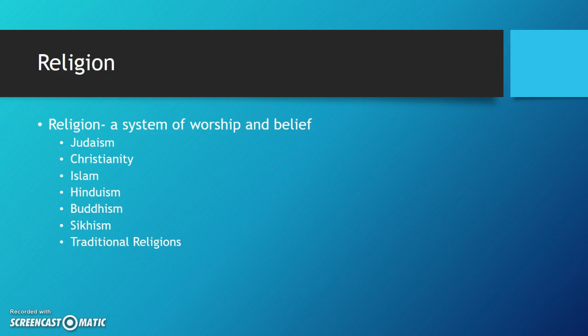And we have religion. Religion is a system of worship and belief. And the ones we're going to study in this class this year are Judaism, Christianity, Islam, Hinduism, Buddhism, Sikhism, and there are some traditional religions that we're going to take a look at. Each one has their own system of beliefs. Each one has their own unique properties.